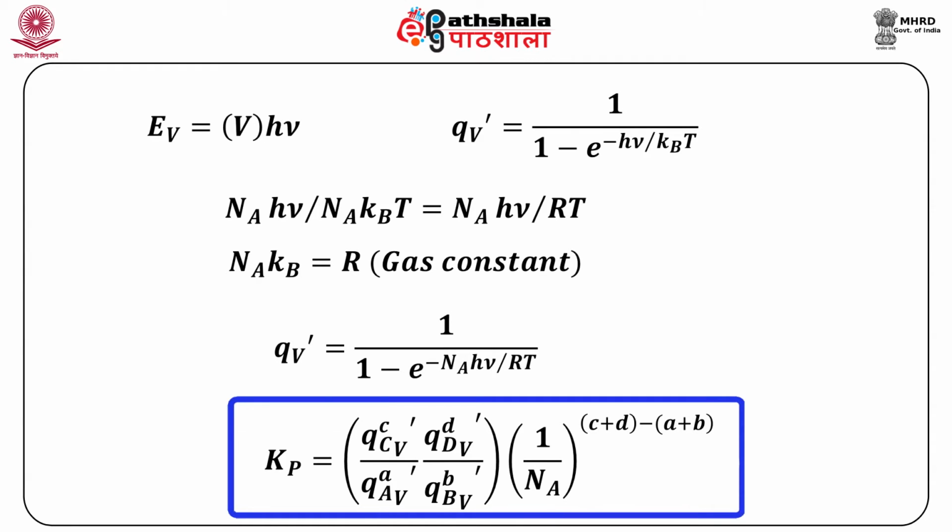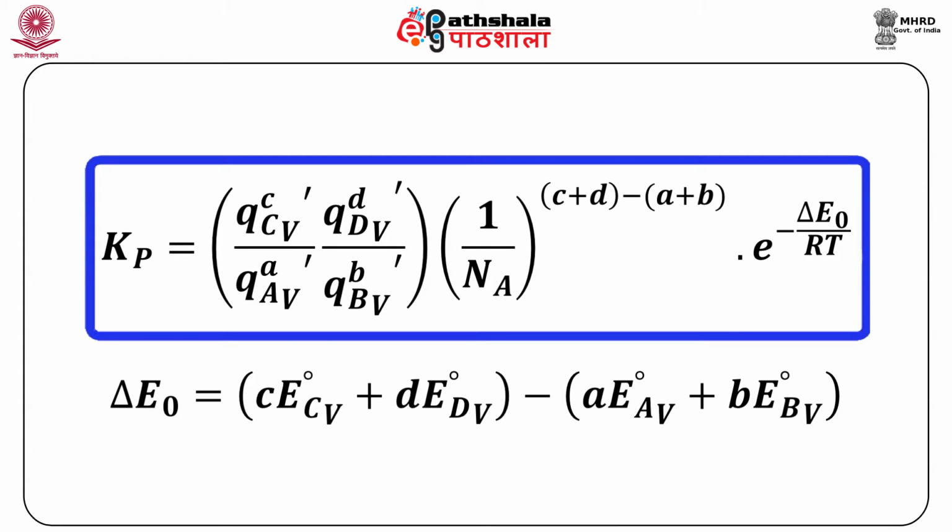into (QDv') to the power D upon (QAv') to the power A into (QBv') to the power B into (1 upon NA) to the power C plus D minus A plus B. Or one can even write the equilibrium constant expression Kp as (QCv') to the power C into (QDv') to the power D upon (QAv') to the power A into (QBv') to the power B into (1 upon NA) to the power C plus D minus A plus B into e to the power minus delta E naught upon RT.